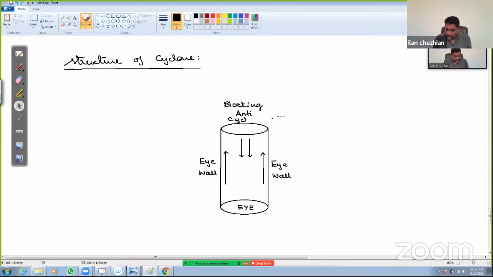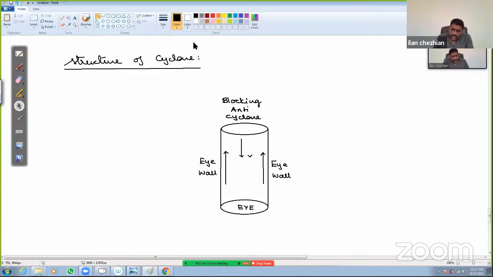Because I understand any low pressure system, we call them as what? Blocking anticyclone. Any pressure system at the surface will always have one opposite type of pressure system at the tropopause level.